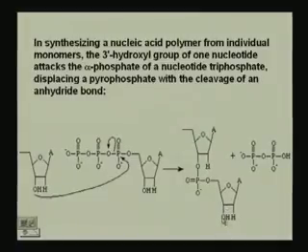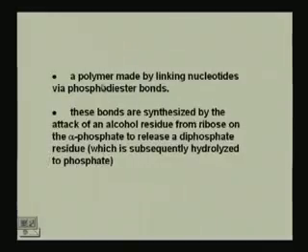Now, this 3 prime OH can do what? It can go and attack another triphosphate that has another base attached to it, and it is going to then form a linear chain of the nucleic acid polymer. Okay? So, what do we have? We have a sugar, a phosphate, a sugar, if we have another linkage, another phosphate, and so on and so forth. So, we have the polymer made by linking nucleotides by phosphodiester bonds.